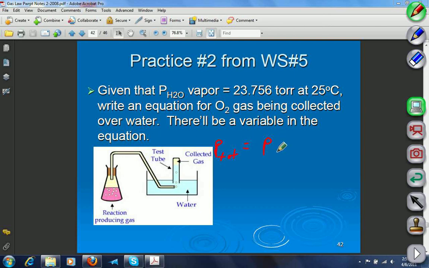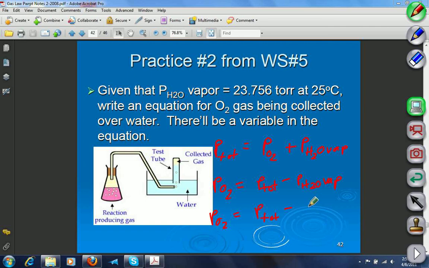So pressure total is actually equal to the pressure of the oxygen being collected, and unfortunately there'll be some water vapor in there because that water in there turns into vapor, so you have a little bit of both, of the water vapor and the oxygen gas. So if you just want the oxygen gas, you're going to have to isolate the oxygen gas, and it will be the total pressure minus the pressure of the water vapor.